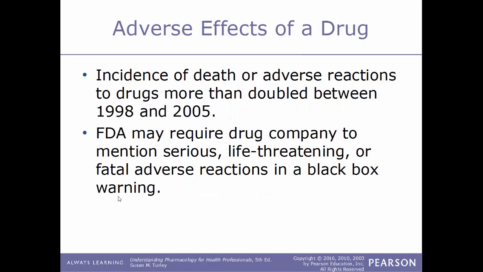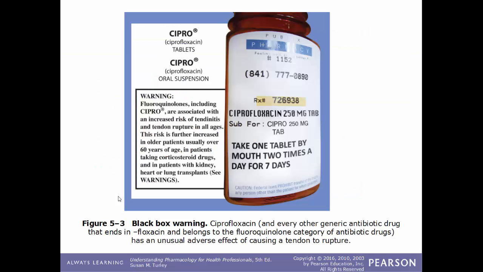Now, the incidence of death or adverse reactions to drugs has more than doubled between 1998 and 2005. So the FDA may require a drug company to mention serious and life-threatening or fatal adverse reactions in what's called a black box warning. Here's an example of how a black box warning would look. This is a bottle of Cipro, a generic antibiotic drug. And on the label, you'll see a very clearly identifiable black box. Any information that is key to this drug will be listed in this black box.